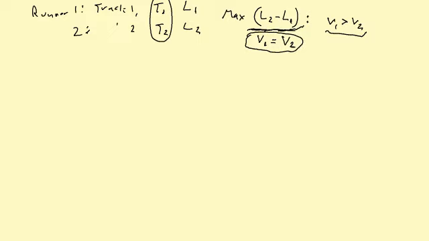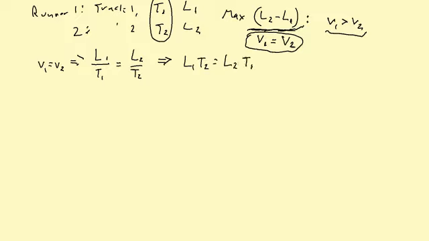So let's expand that: V1 equals V2. What that really implies is that the distance divided by the time for each one is the same. So that implies that L1 over T1 equals L2 over T2. All right. Now, cross multiplying is one of our favorite things to do. We have fractions, so let's go ahead and cross multiply, and we get that L1 T2 equals L2 T1.